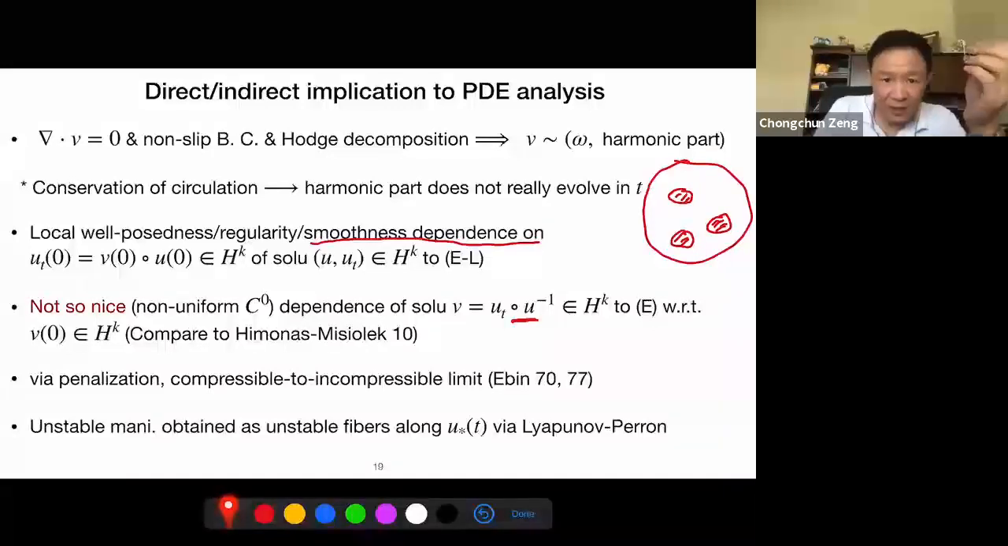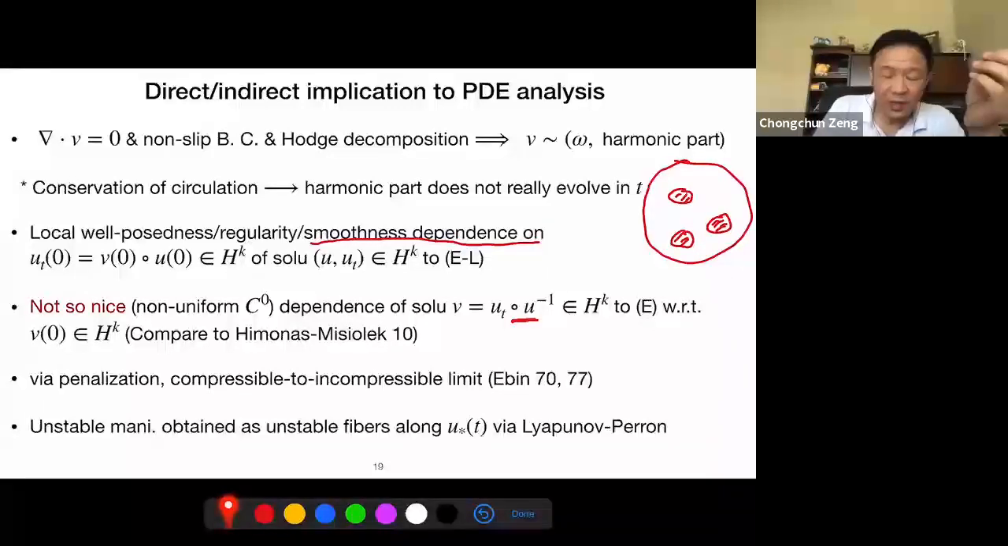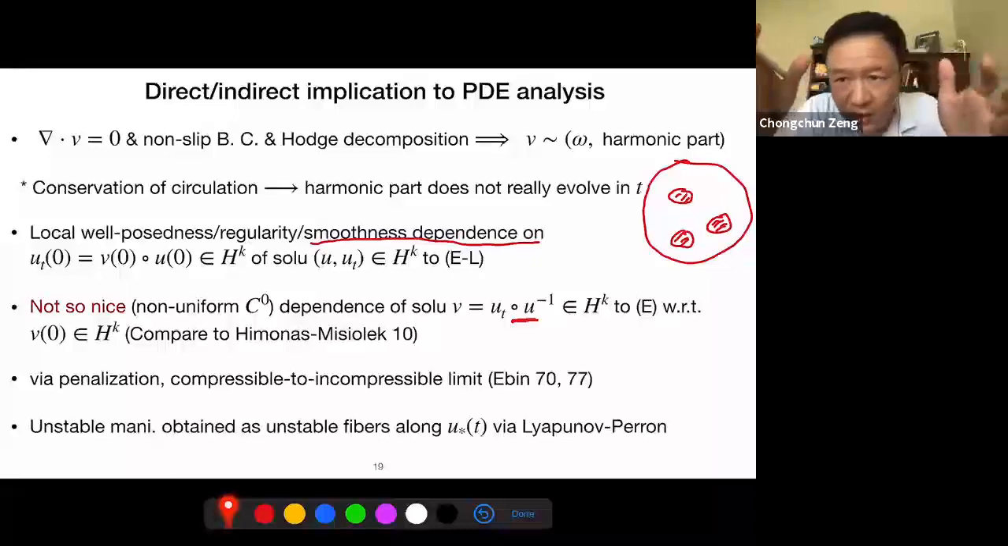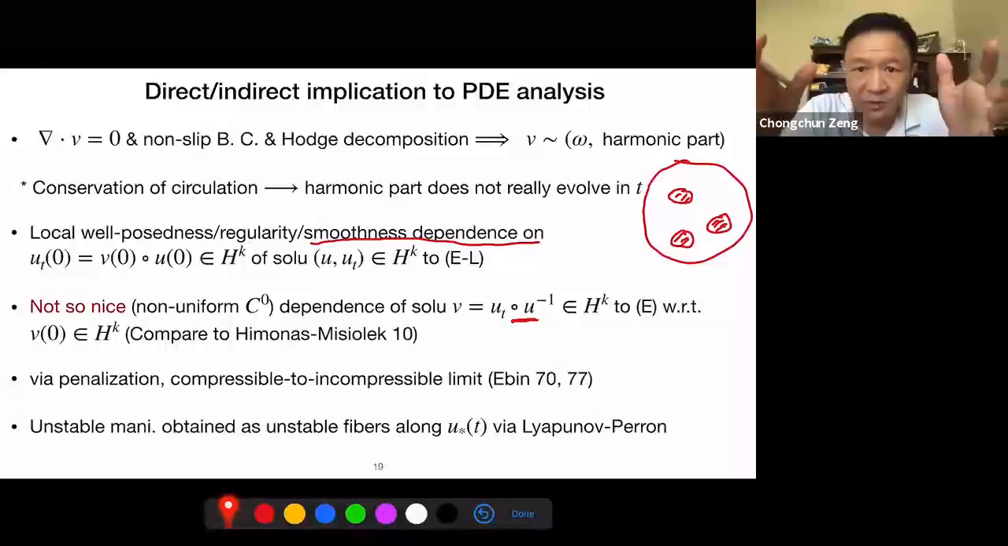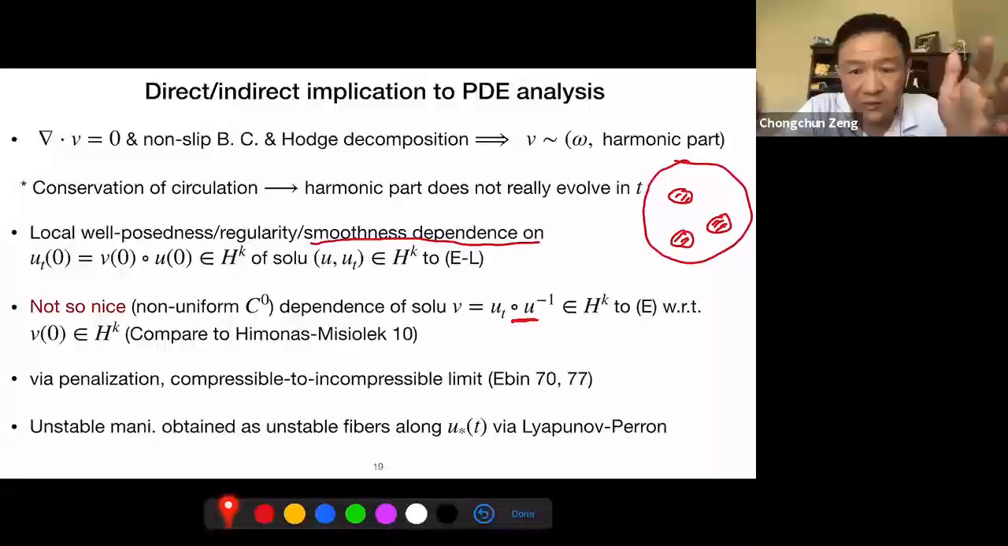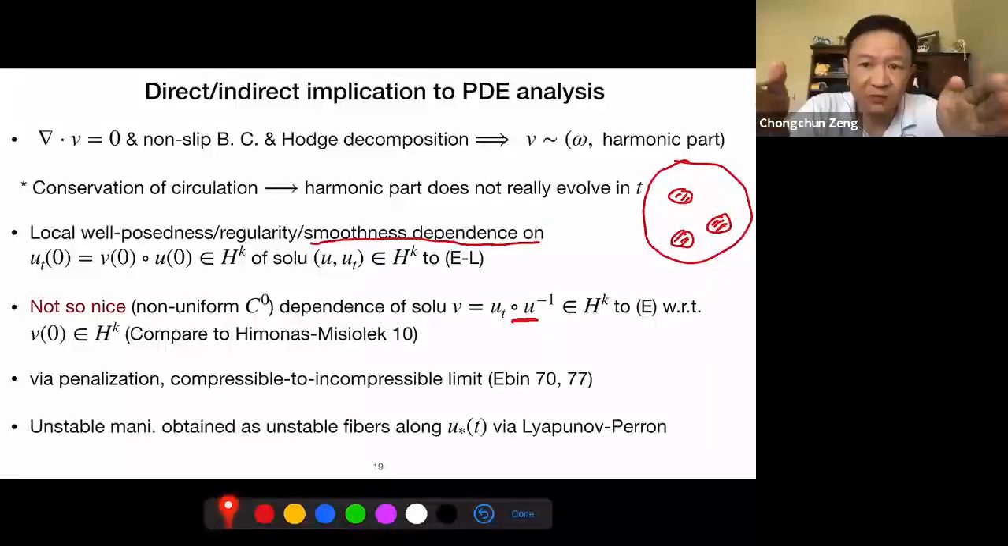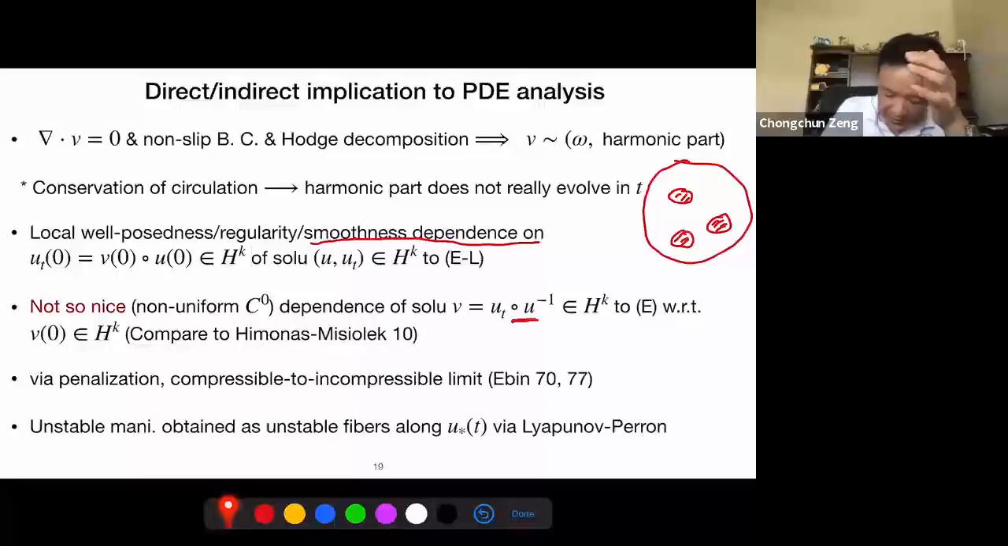And when you send the penalization to infinity, it means that any deviation from the volume preserving configurations to a general configuration, to a general diffeomorphism, would cost a lot of energy. And if that penalization is infinite, then you should be constrained to the manifold of volume preserving maps. So that is the compressible to incompressible limit as the sound speed goes to infinity. And that was the idea behind the proof of Ebin in the 70s.